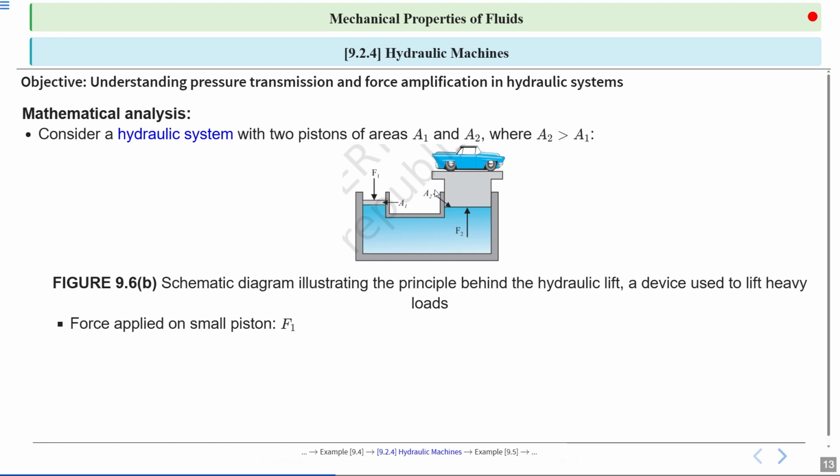So now let's focus on the force applied to the small piston, which we call F1. F1 is the force applied to the small piston. The pressure created by the force is given by the formula P is equal to F1 divided by A1. Here P represents the pressure, F1 is the force applied, and A1 is the area of the small piston.